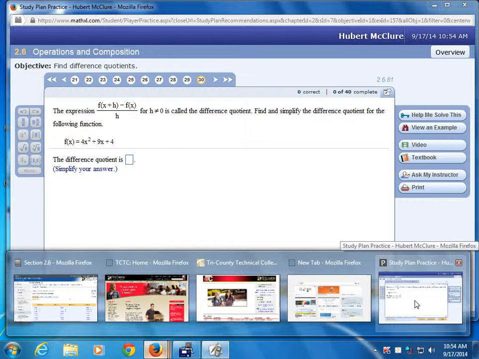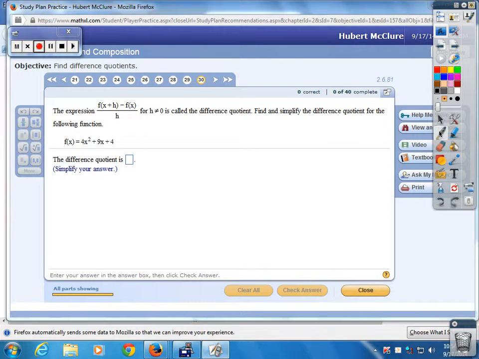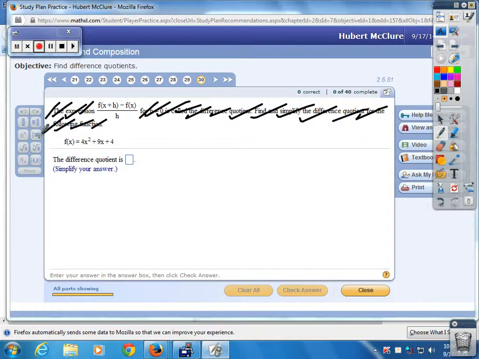All right, look at that problem. It says the expression f of x plus h minus f of x over h is the slope, and x cannot equal 0 because it's a closed function. Find and simplify the difference quotient for this. You know it works. All right, so just forget all this. You have a function of that, and you want to do the difference quotient.